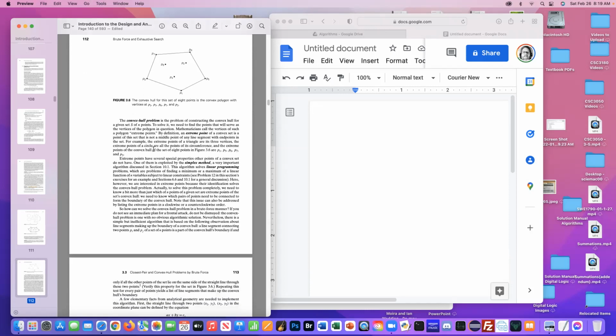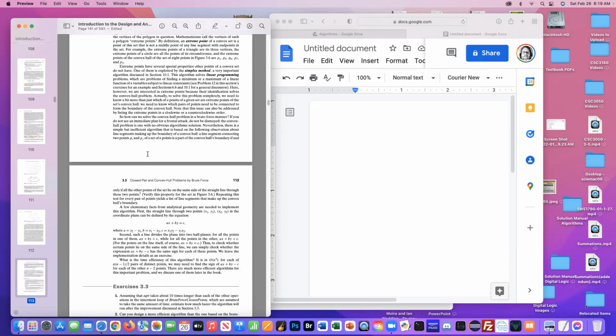So again, we're going to solve this by brute force here. These extreme points have properties that the other points don't have, that we're going to talk about later as we find better solutions. But for right now, we're just going to look at the brute force manner. This is not as straightforward as the other one.